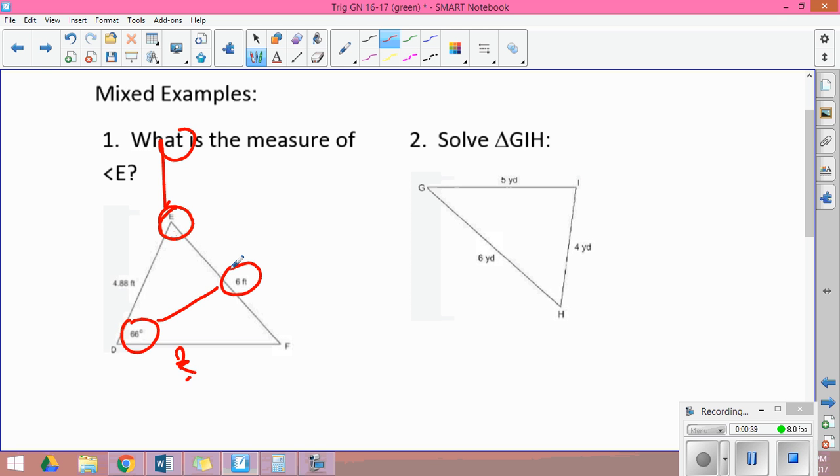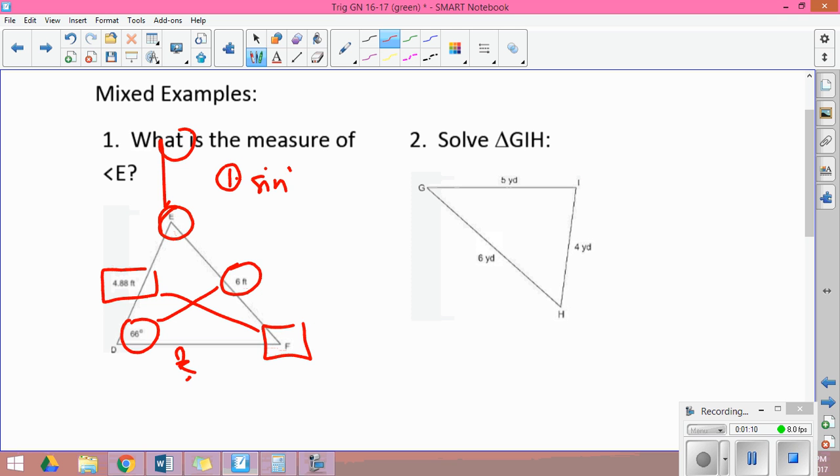If I use 66 and 6 and I use this side, I could find angle F. And if I know angle F and D, I can simply subtract from 180. And so this is a great scenario for law of sines. Now, what about law of cosines? I don't know the side opposite E, and so I'm stuck before I even begin on squaring that side. Again, I don't have enough information. So first step is to find F.